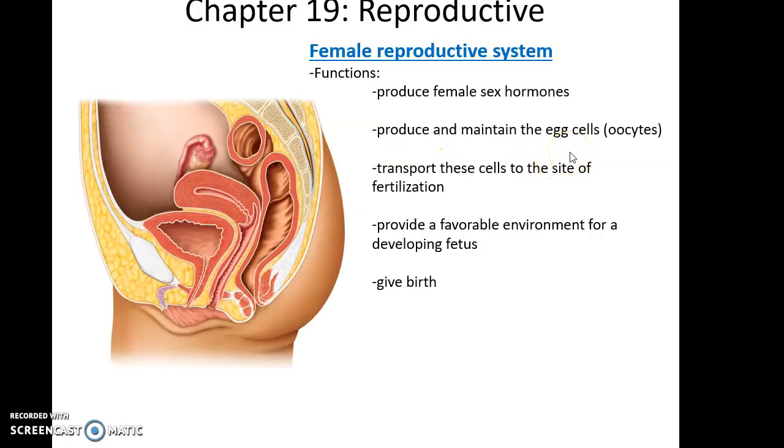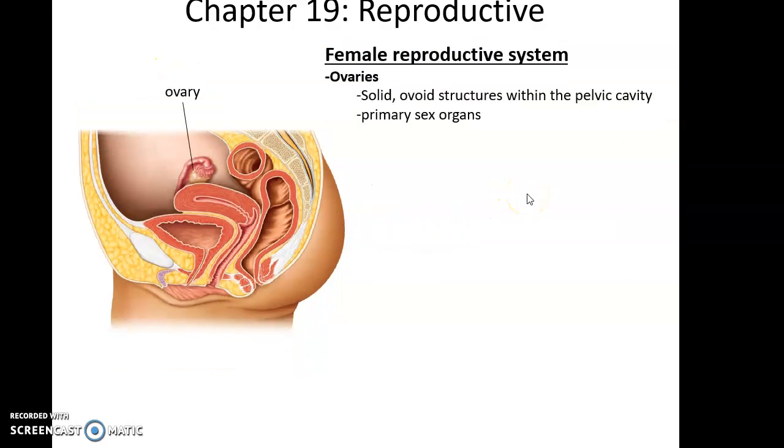So, the female reproductive system has a lot of functions. It needs to produce female hormones such as estrogen and progesterone. It needs to produce and maintain the oocyte. It needs to transport the oocyte to the site of fertilization. It needs to provide a favorable environment for a developing fetus down in the uterus. And of course, give birth, expelling the fetus when it's now an infant.